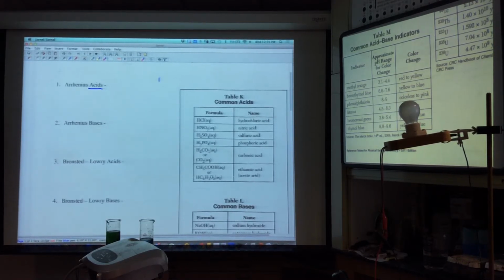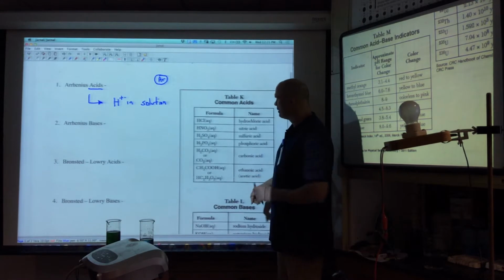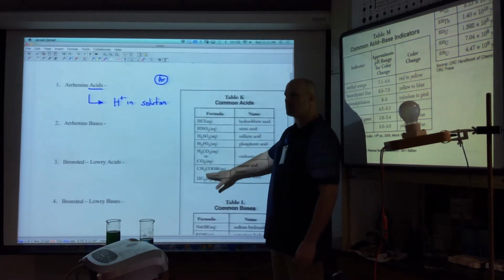Watch what I do here. Arrhenius is right here, AR. It's the simplest in scope and definition for an acid. To be an Arrhenius acid, you simply increase or produce H pluses in solution. H pluses in solution are made from acids. That's it. The only thing positive in solution is this proton. Very simple. So if you look at table K, most of these are Arrhenius acids.